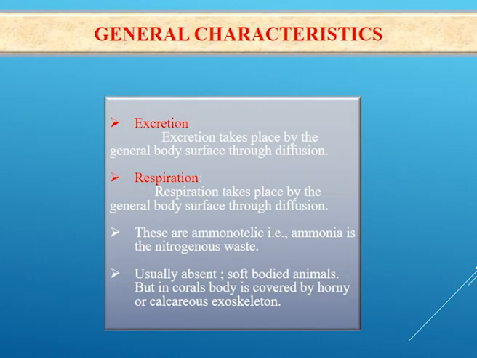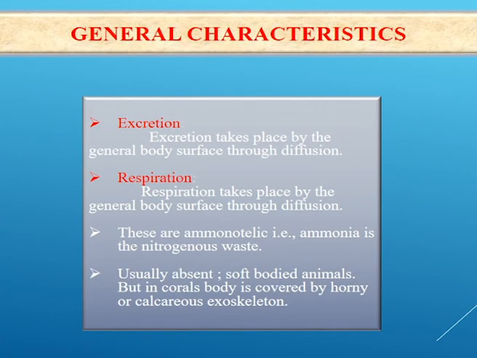Respiration is also very simple, mainly by diffusion through the body surface. These organisms are ammonotelic, and ammonia is the nitrogenous waste expelled in these organisms. Ammonia is the most primitive kind of nitrogenous waste expelled. So as we find this, the second phylum among the invertebrates, we find these are ammonotelic, with ammonia being the nitrogenous waste.